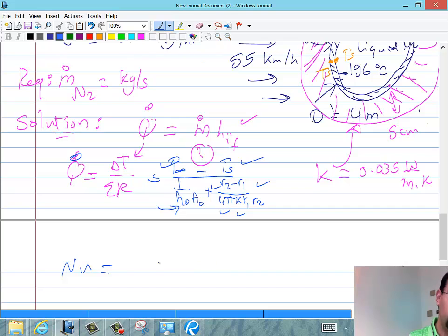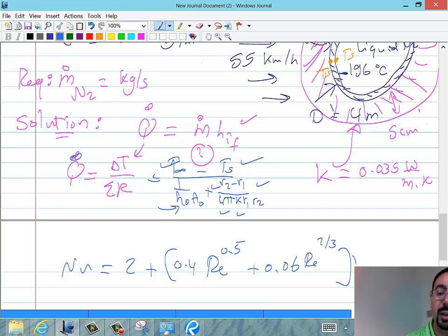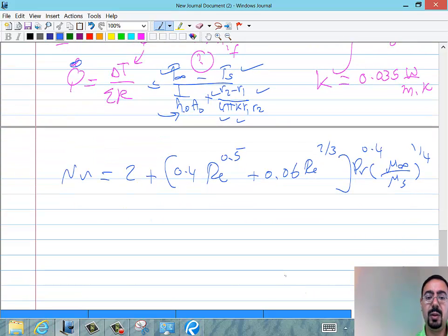And so that Nusselt was 2 plus 0.4 multiplied by the Reynolds to the power 0.5 plus 0.06 Reynolds to the power 2 over 3, multiplied by the Prandtl to the power 0.4, multiplied by mu infinity over mu s to the power 1/4. Is this correct? Yes. And he said that all the properties were evaluated at T infinity except for mu s that's evaluated at Ts.